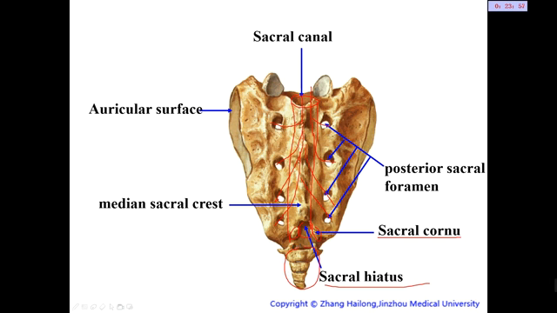And in the middle, here is the median sacral crest. It's a crest in the middle. On 2 sides, there is the auricular surface. It's very like our ear. Auricular means the ear. A structure like the ear.